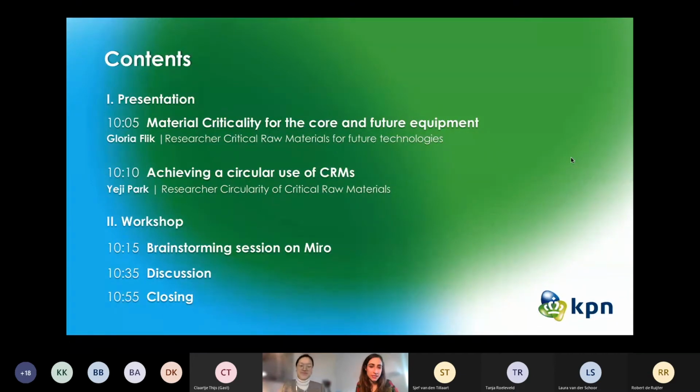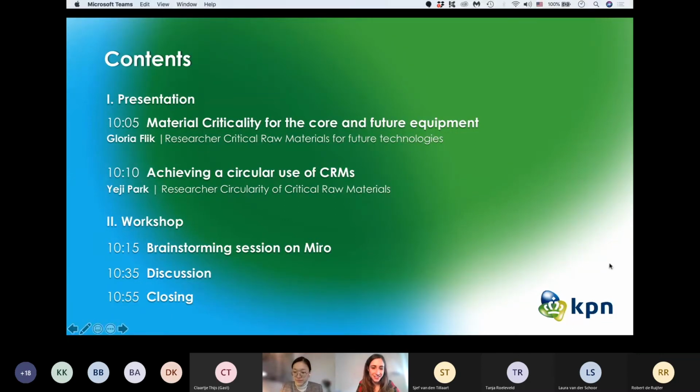Yes, quickly about the content. There are two main parts. The first part is the presentation, which is basically about our research topics and the focus of KPN. And the second part will be a workshop, including brainstorming session, discussion, and closing.